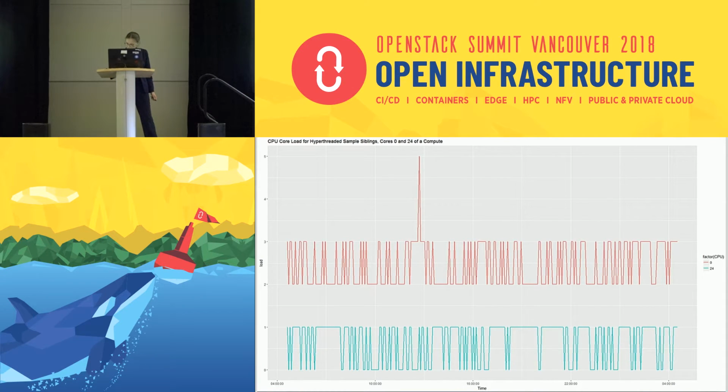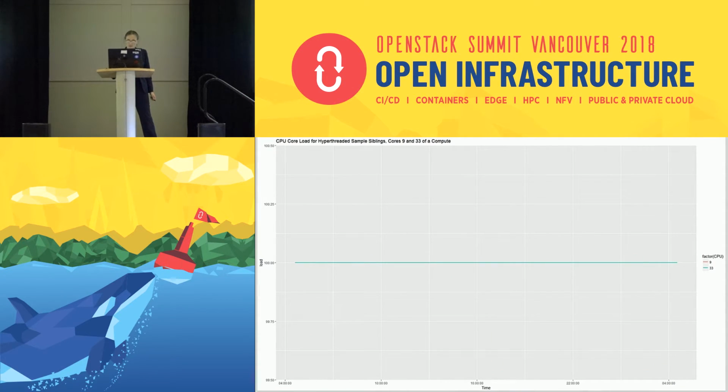So let's go on to the next one. Okay, so this one's a little bit interesting. We have two here, 9 and 33. These are siblings too, actually. And I only see a single line, which is at 100%. It's kind of interesting. So why is that? What happened to the other one?